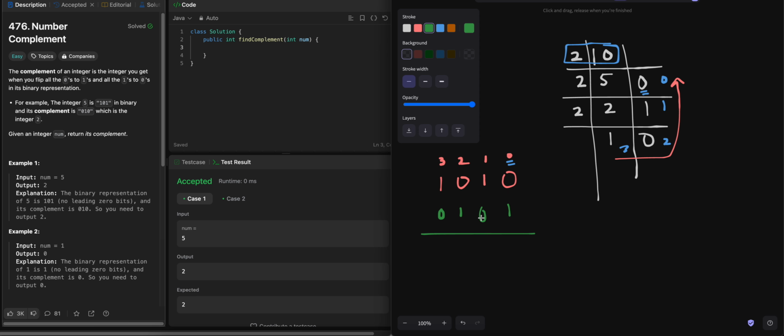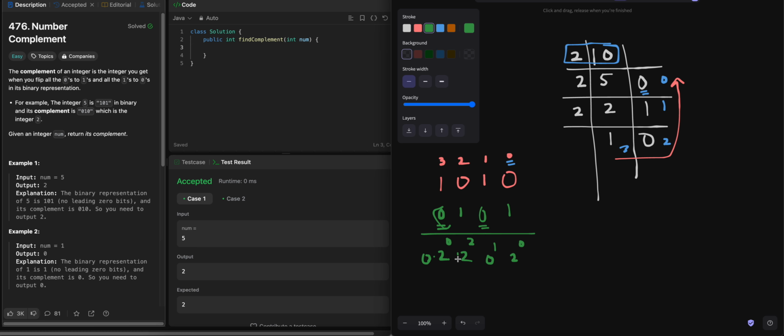Now if we have to find the number, then these zeros won't contribute to the final answer because they are 0. So if we have to write it, it would become like 2 to the power 0, plus 0 to the power 1, plus 2 to the power 2 and 2 to the power 0. And prior to that, we have to multiply all these values, each one would be multiplied with its bit, because we have here 0.